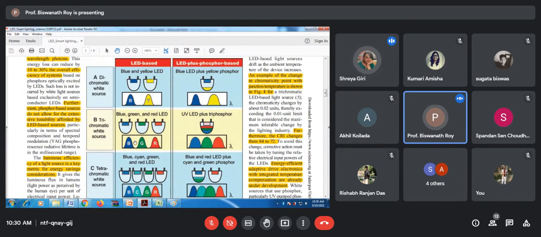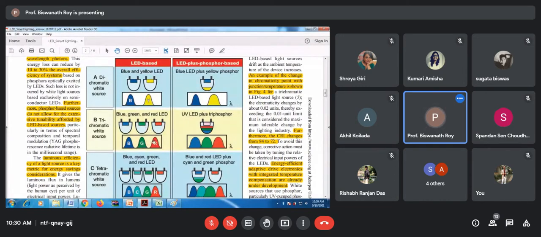So such loss is not incurred. Such loss is not incurred by white light sources based exclusively on semiconductor LEDs. Here there is no phosphor, that is why I say semiconductor LED; there is no loss here. Furthermore, phosphor-based sources do not allow for the extensive tunability afforded by LED-based sources, particularly in terms of spectral composition and temporal modulation. YAG phosphorescence radiative lifetime is in the millisecond range.